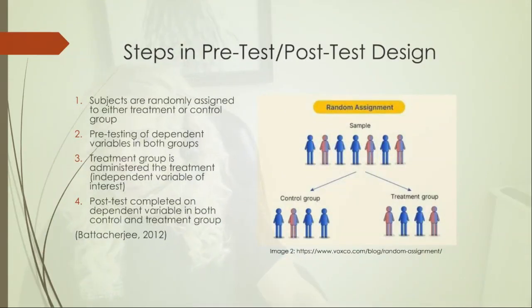So steps in the pre-test, post-test design: subjects are randomly assigned to either group. Pre-testing of the dependent variables does occur. Again, like we've said, the treatment group is administered the treatment, so the independent variable. This is of interest to our hypothesis for the study. And post-test is completed on the dependent variable in both control and treatment group. So there is that final assessment at the end.